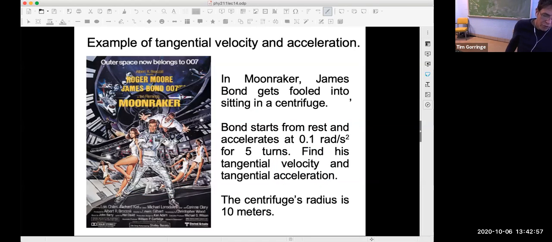Okay, I was going to solve this problem, but I don't have enough time to solve it in its full glory. So what I'm going to end with is one of my favorite movies, Moonraker with James Bond, which they made when I was growing up, like 1,000 years ago. In this movie, amazingly, James Bond gets tricked into sitting in a centrifuge, where they try to kill him. I'll end with that clip, and then we'll solve this problem next time. So I'm going to share a different screen here.